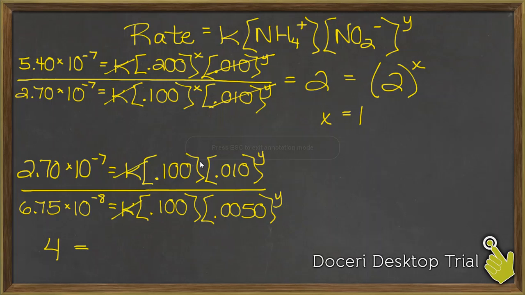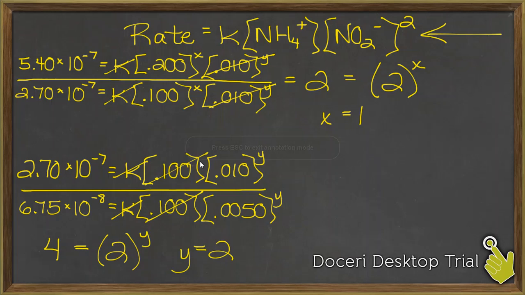This cancels out, this cancels out, this cancels out, this cancels out, and I get 2 to the y. So what does that exponent equal? It equals a 2. So I'm going to come back up to the top. And now, ladies and gentlemen, there is my rate law.